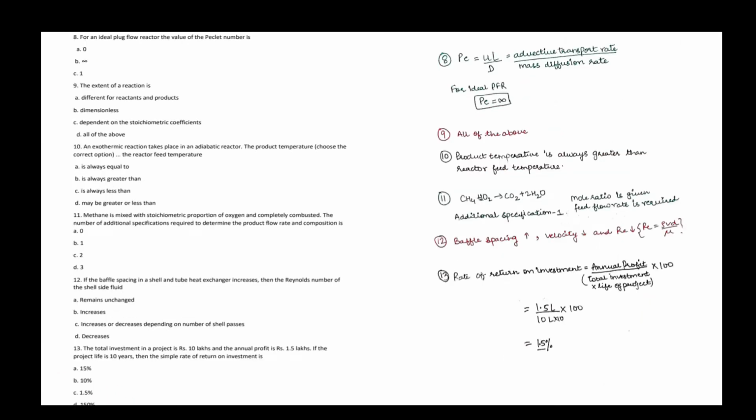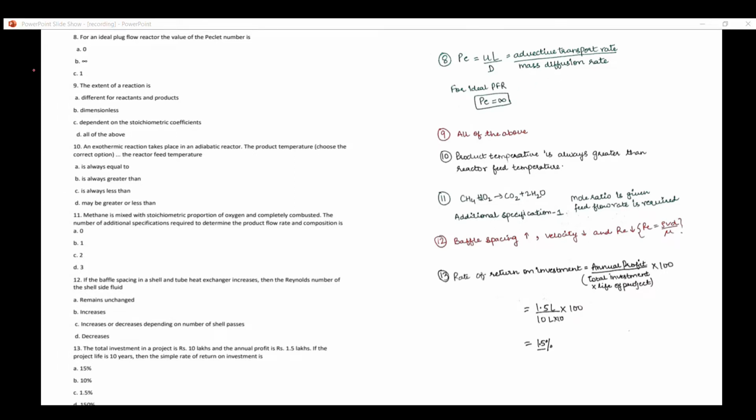Eighth question. For an ideal PFR, the value of Peclet number is, we know that Peclet number is the ratio of advective transport rate to the mass diffusion rate. So in ideal PFR, D is equal to 0. Therefore, Peclet number will be infinite. Next question. The extent of reaction is different for different reactants and products, correct. Dimensionless, correct. Dependent on stoichiometric coefficients, this is also correct. So the correct option is all of the above.